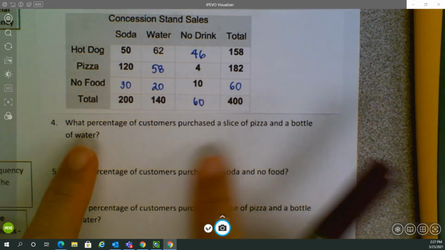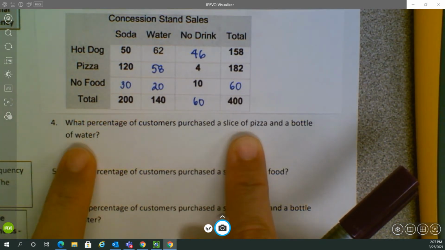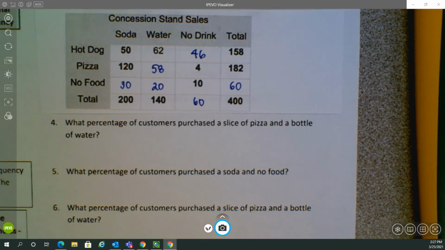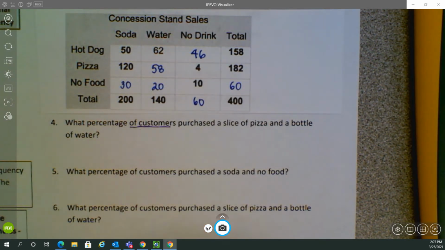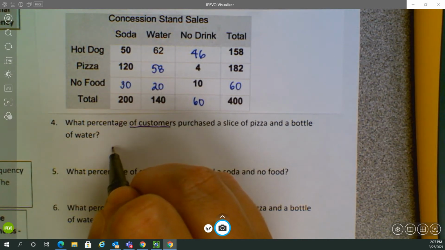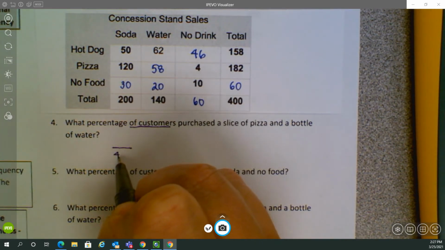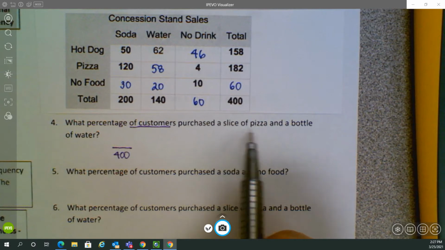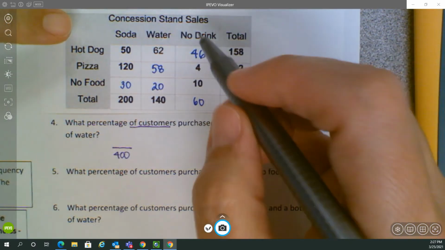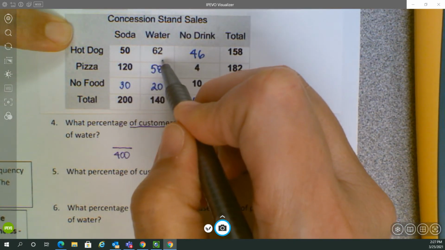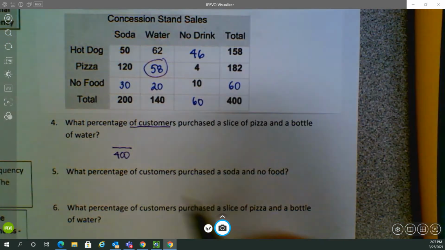What percentage of customers purchased a slice of pizza and a bottle of water? All right, we're dealing with percentage. We're dealing with a percentage of total customers. So when we look at this, you remember the is over of equals percent over 100? Well, the same rule applies here to tables. So we're going to look at a percentage of customers. There are 400 customers in all. How many purchased a slice of pizza and a bottle of water? So we'll go here to pizza and water. So that's 58.